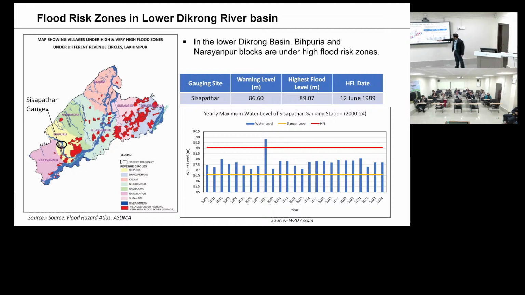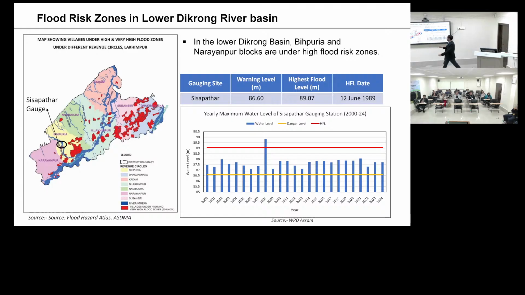So you can see the worst flood was in 2008. It reached around 89.7, so very bad, before meeting the Brahmaputra. Most of the agriculture fields are here. Almost every year the water level crosses the danger level, so a lot of crop damage happens, not only in the Dikrong, the Chuban city and the nearby river.